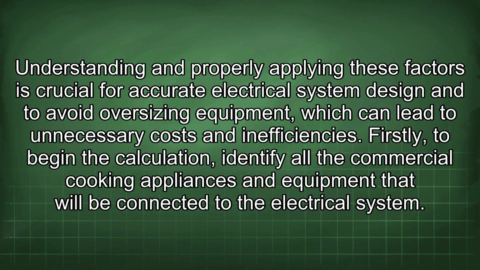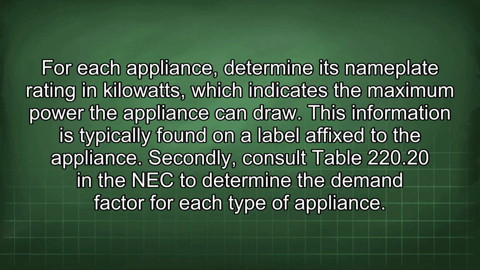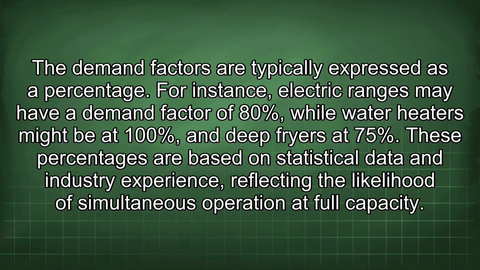Firstly, to begin the calculation, identify all the commercial cooking appliances and equipment that will be connected to the electrical system. For each appliance, determine its nameplate rating in kilowatts, which indicates the maximum power the appliance can draw. This information is typically found on a label affixed to the appliance. Secondly, consult Table 220.20 in the NEC to determine the demand factor for each type of appliance. The demand factors are typically expressed as a percentage.